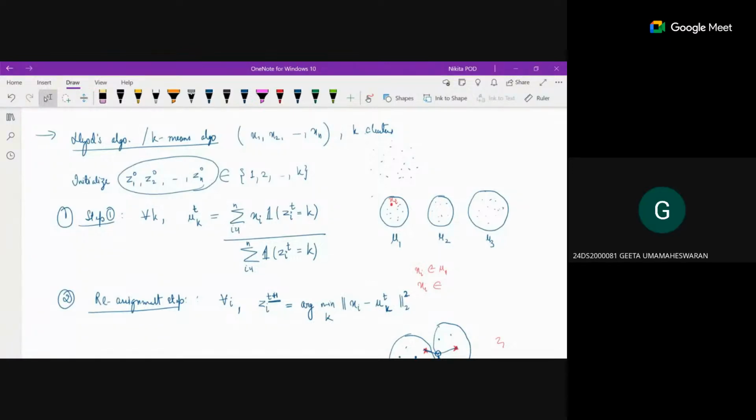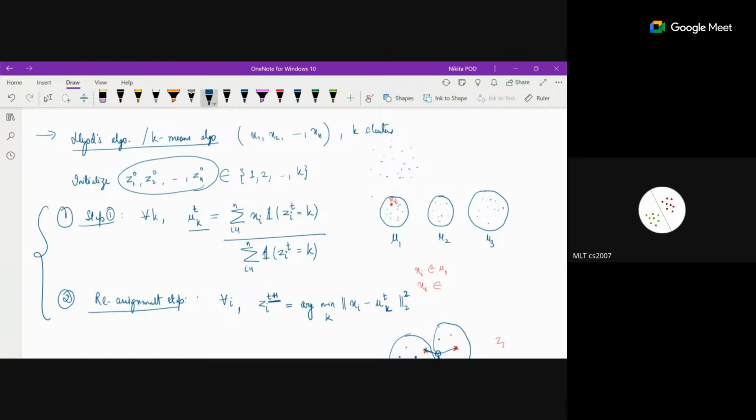Ma'am, I have one more question. So when we move and reassign, don't we have to recalculate the mean? Yes, you have to recalculate, because this is for any iteration, right? If that happens, then again you calculate again. I mean, this is happening in any iteration.